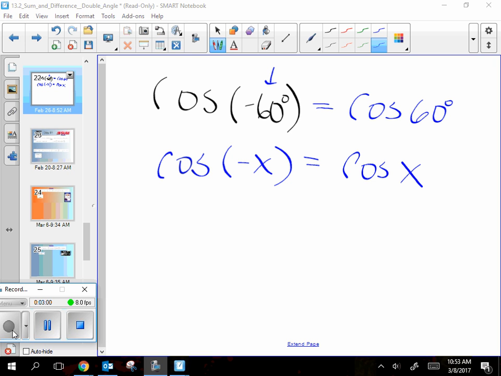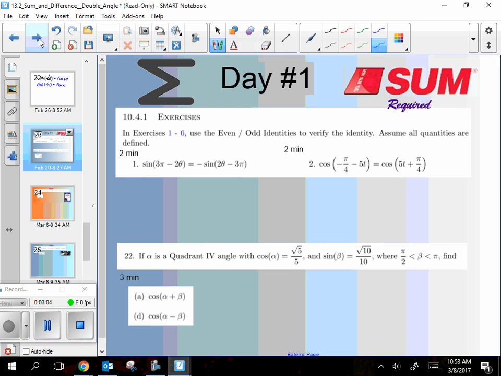All right, so let's take a homework problem that is like this now. Everybody go down to day 1, and we'll do number 1. Ready? It says, use the odd-even identities, that's the ones we just talked about, it's in the little section on our trig sheet, to verify the identity. Assume all quantities are defined, as in, we're not going to give you any that are undefined, because if it's undefined, then the identities don't work anymore.